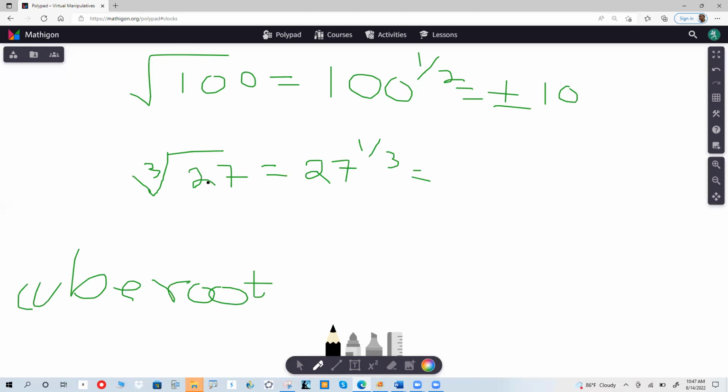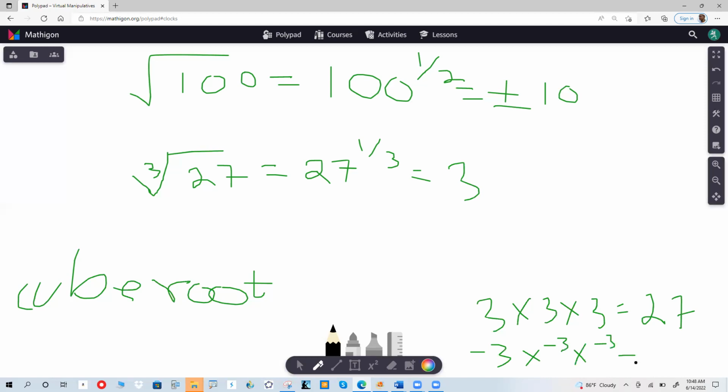It simply means what number written 3 times and multiplied will give you 27. The answer has to be 3, because 3 times 3 times 3 is 27. Now, the good news here is there's no plus minus, because -3 times -3 times -3 is not positive 27, but negative 27. So you don't have to worry about putting a plus minus. Cube root of 27 is 3.